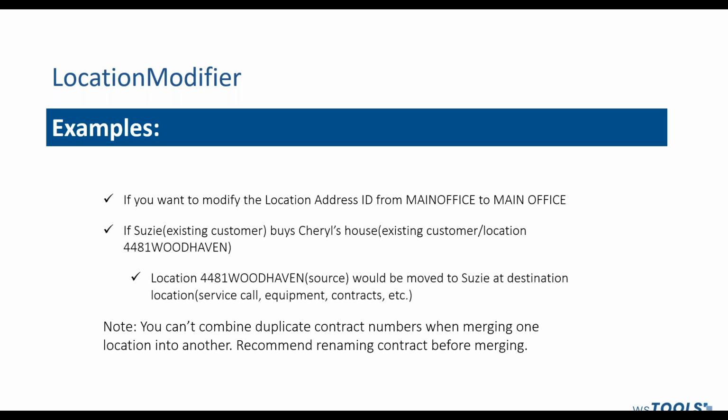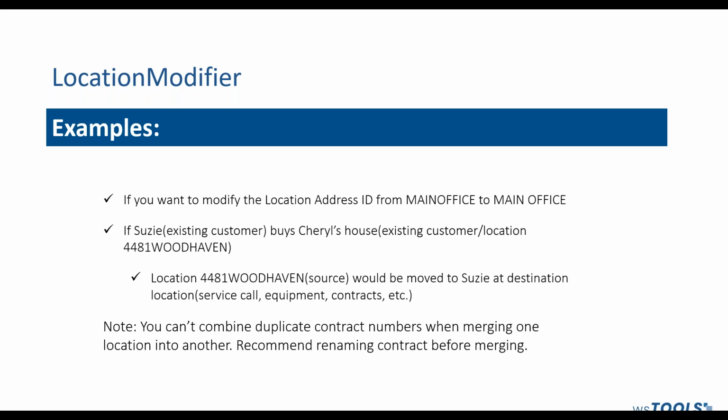What you could do in your system is actually transfer that location, 4481 Woodhaven, as my source, to Susie as another location for her, because maybe she has multiple houses or a property management firm. And what it does, which is very cool, is it takes everything with it: the service calls, the equipment that's assigned to that location, open contracts. It would take all of that information from Cheryl to Susie's location.